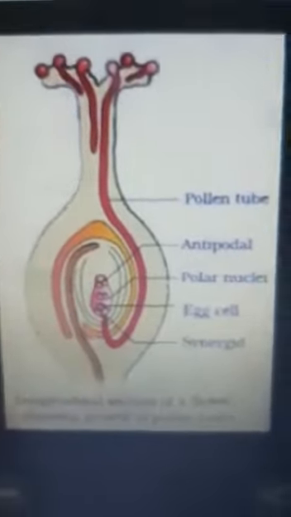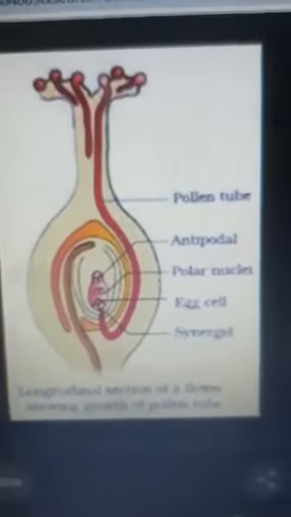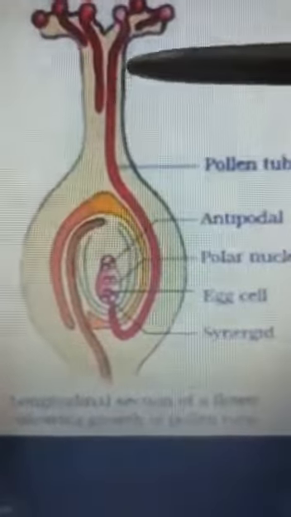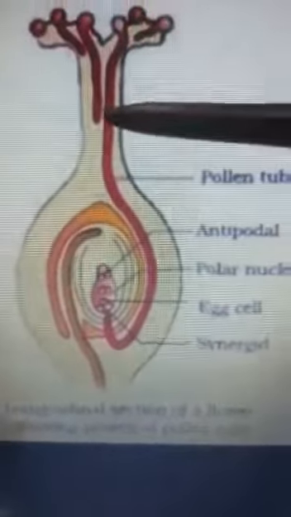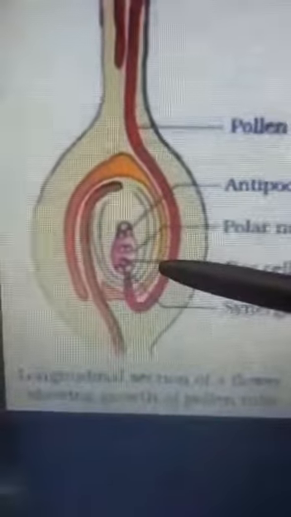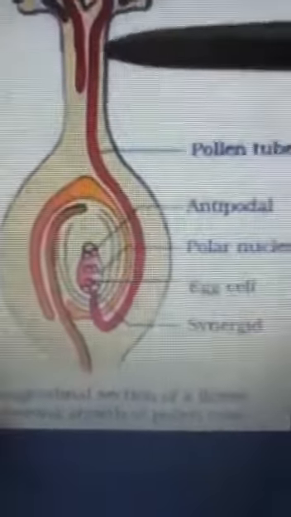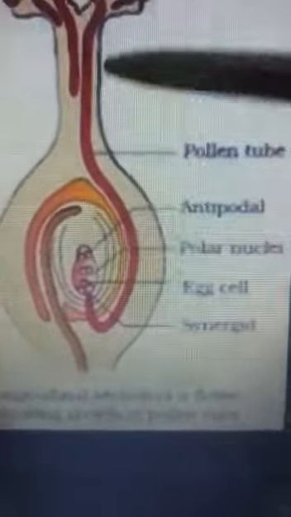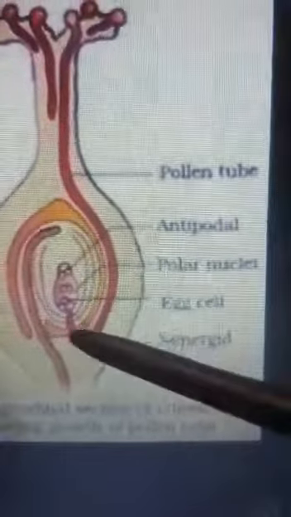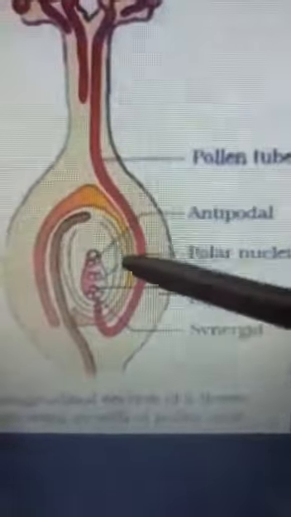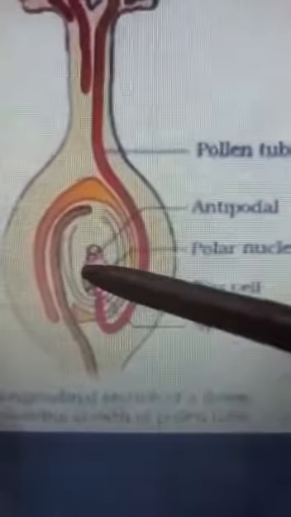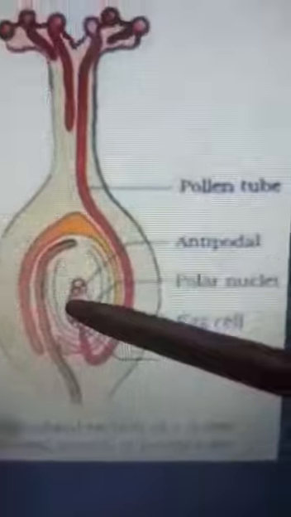We know the main units of fertilization are male gametes and female gametes. So, from this pollen grain, male gametes pass through the pollen tube. This pollen tube penetrates the stigma, passes through the style, and ultimately enters into the ovule. This one is the ovule. The male gamete enters inside the ovule.